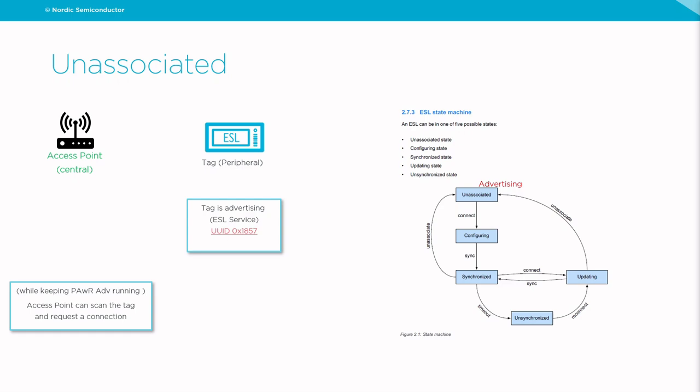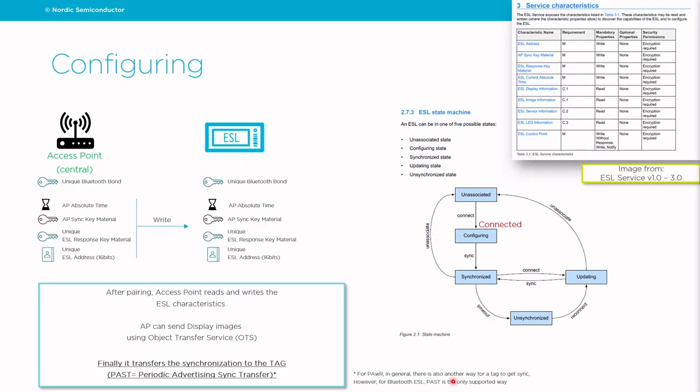The tag accepts the connection, and once that is done, it will move to the configuring state, during which the tag has an ESL connection to the access point, and they can be configured from the access point. After the pairing procedure, each side will have bond keys stored, and following that, the access point can read and write the characteristics of the ESL tag. On the top right corner, you will see which characteristics are mandatory and which are not. Here, we focus on the most important ones.